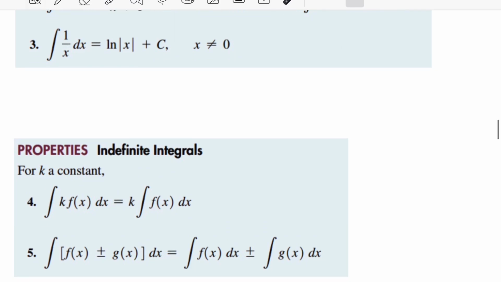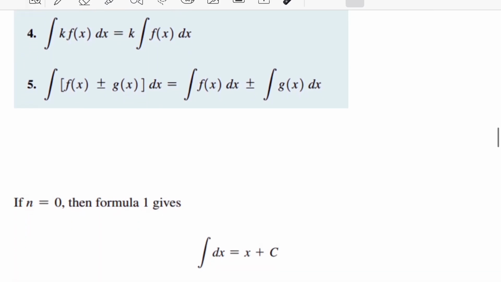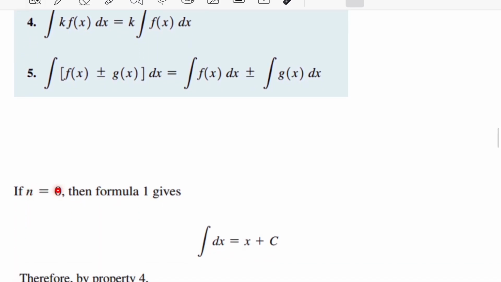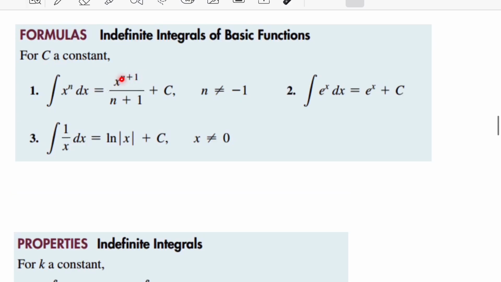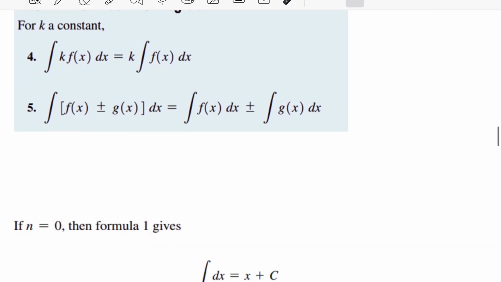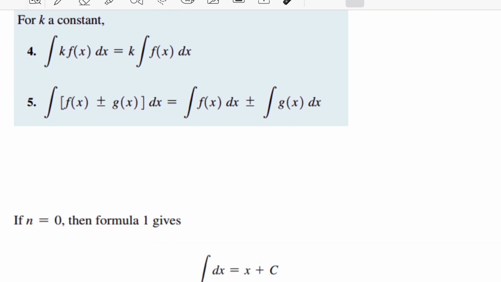Okay. A few other things to point out here. If we have that n is equal to 0 for formula 1 here, we'll essentially have x to the power 0, which is just 1.